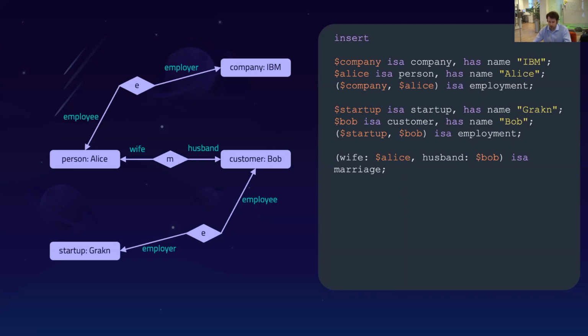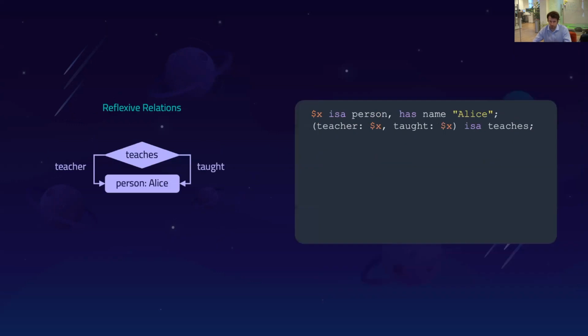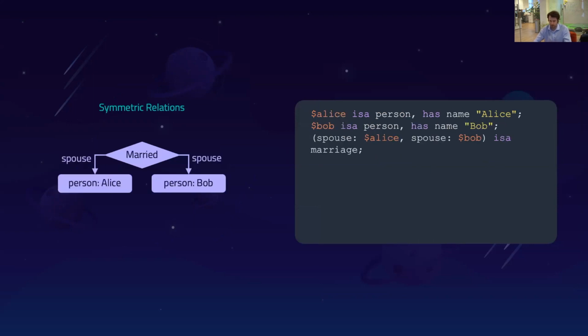And then we've got all sorts of different types of relation that we can model. For example, reflexive relation. Let's say we have Alice who's teaching herself. We've got Alice who can play both the role of teacher as well as taught in a teacher's relation. We may have symmetric relations where two different types can play the same role. In this case, in marriage, there may be two role players, two roles called spouse.